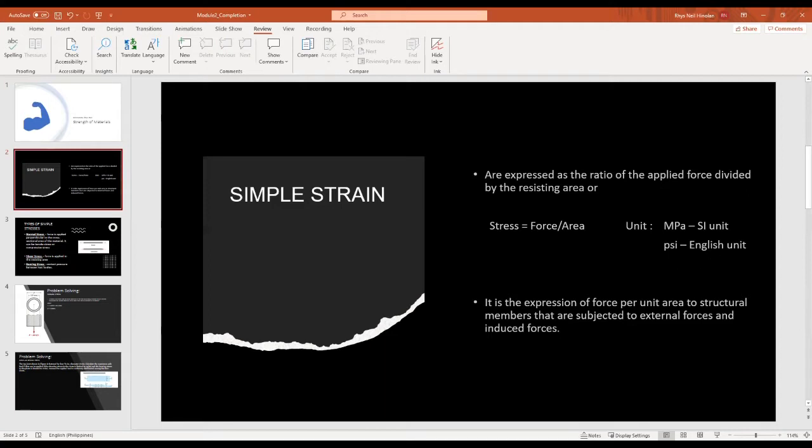So this is the applied force in a specific area or body of a material. The units are MPa and PSI: megapascal, which is for the SI unit, and PSI for the English unit. It is the expression of force per unit area. Structural members are subjected to external forces and induced forces. So it is important that we consider in our designs the allowable or maximum stress that a material is capable of, especially when it will be subjected to different force loadings.